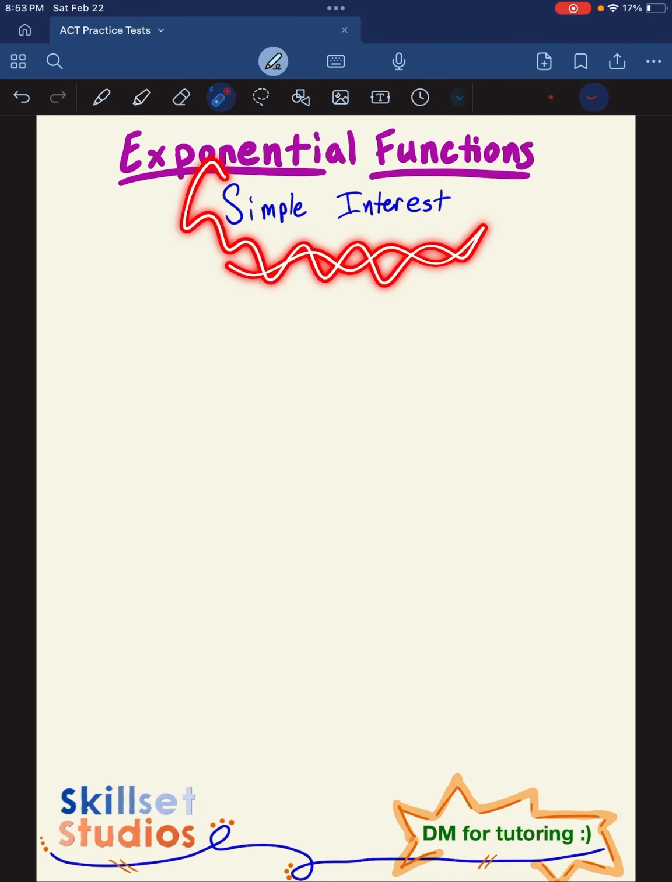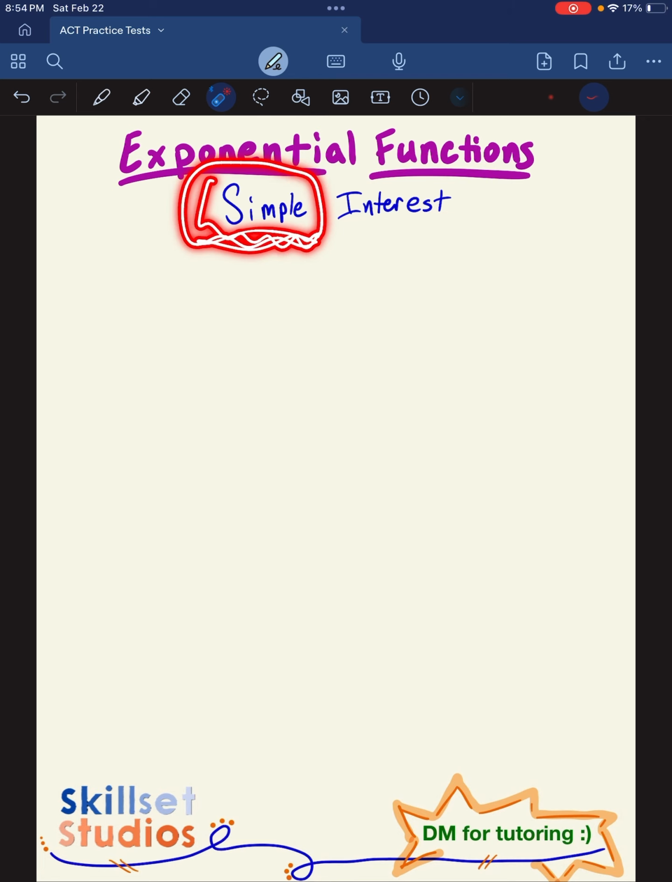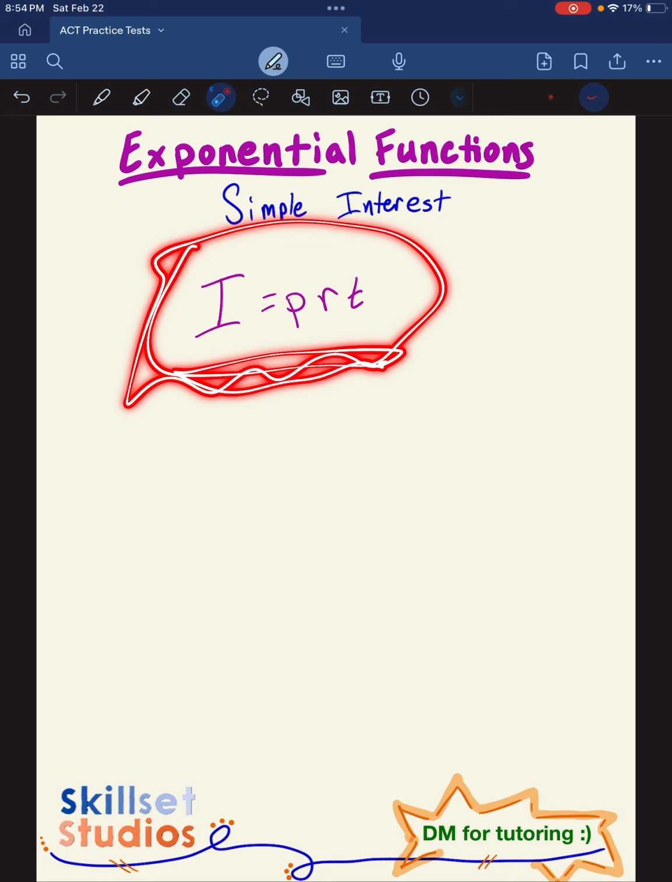Exponential functions. Here we're talking simple interest equations. Interest is generally the idea where you invest money and over time it accrues more value, or you take out a loan and borrow money and over time you owe more. And when we say simple interest, that just means it happens once per year. Most often this is the formula textbooks use for simple interest.